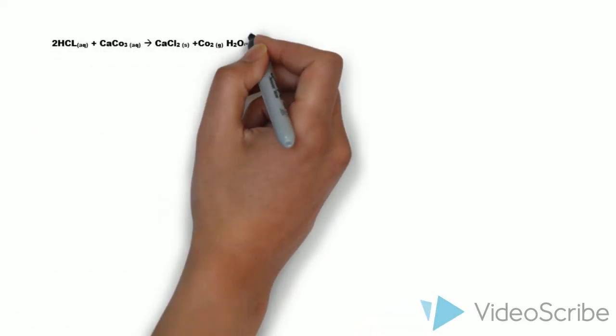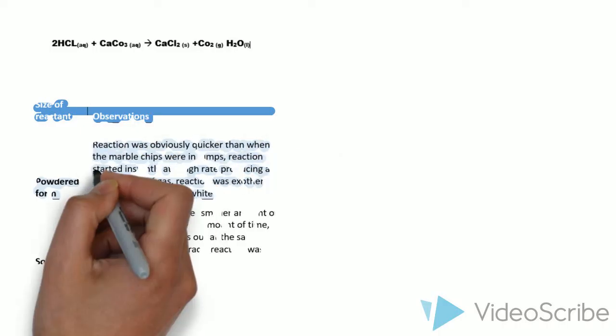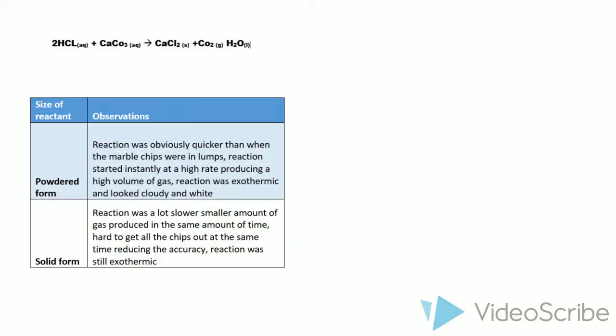The experiment performed to test this theory was the reaction between marble chips in lumps and powdered form in hydrochloric acid. This video of the reaction shows that the powdered form of the marble chips, which had the greatest surface area, produced a much faster reaction compared to the marble chips in lumps, therefore supporting that surface area affects reaction rates.